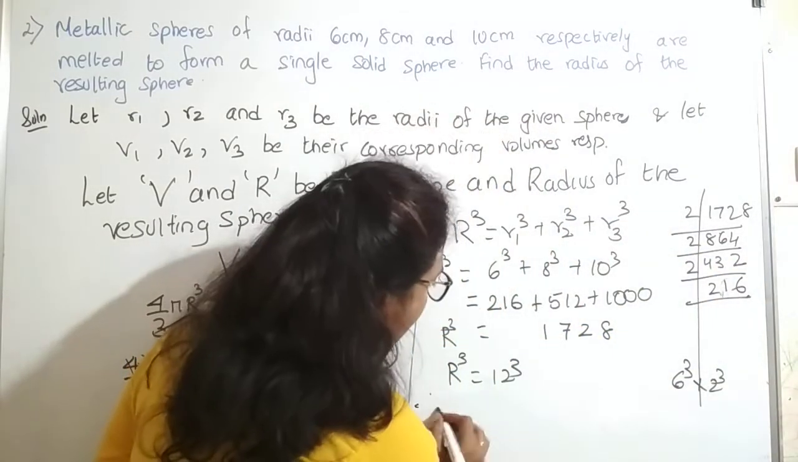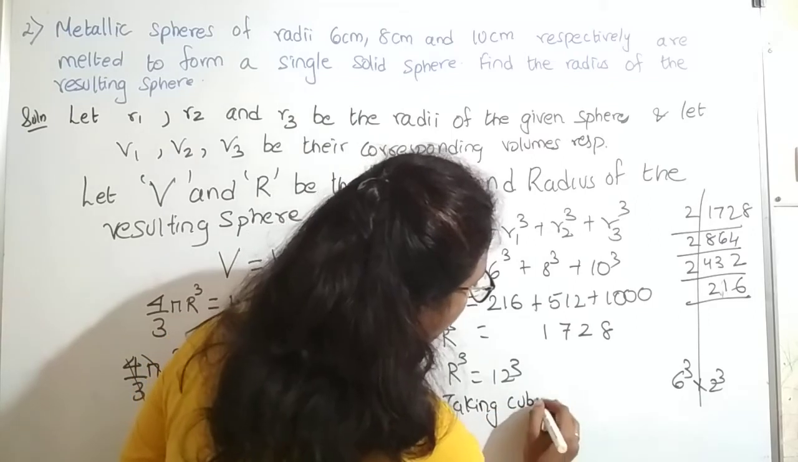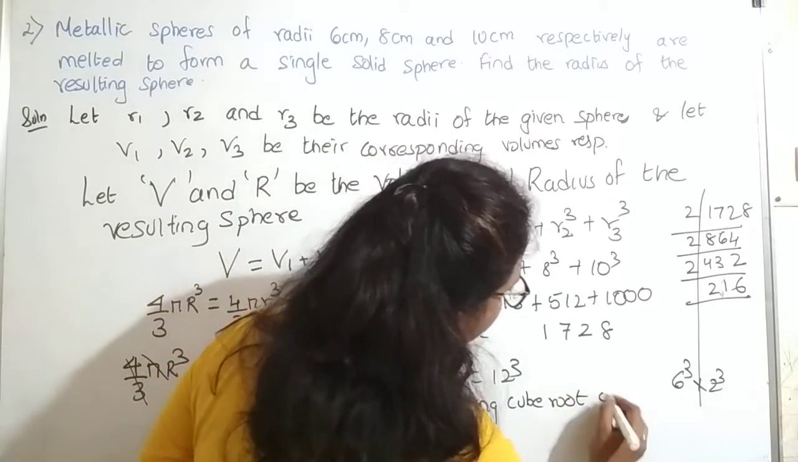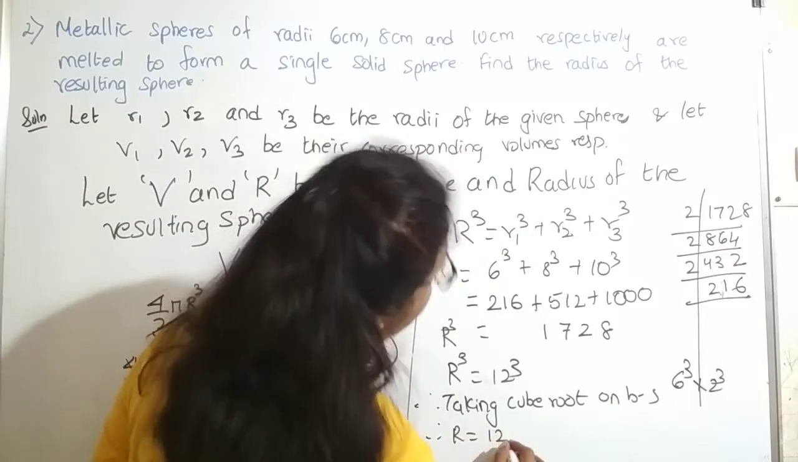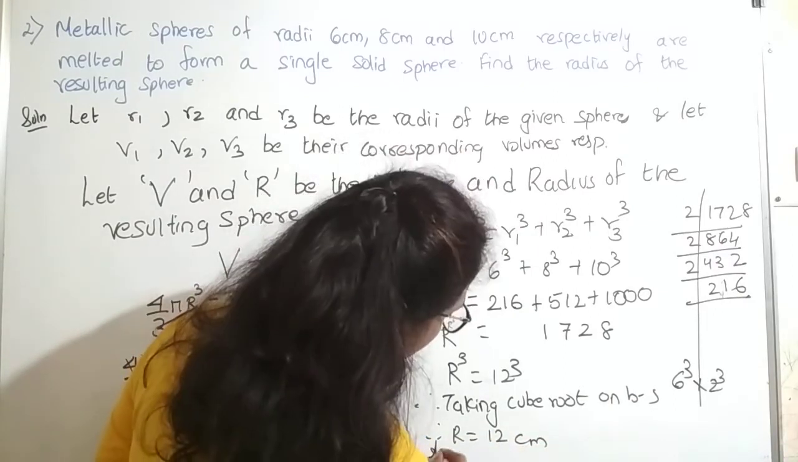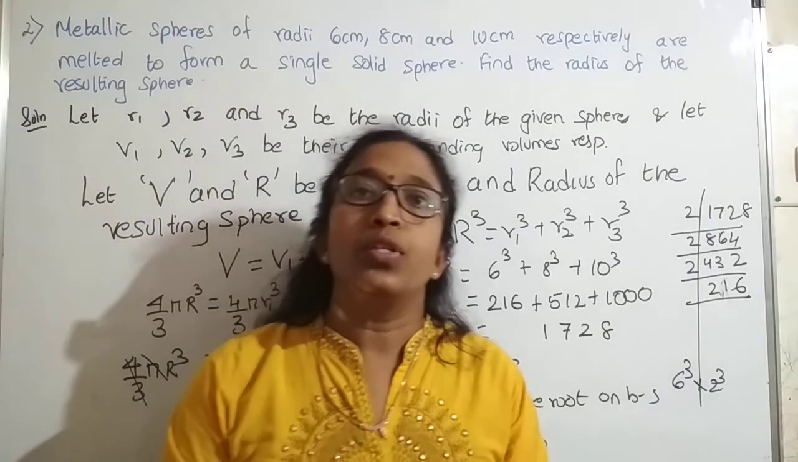Now to find R, just take the cube root on both sides. Taking the cube root on both sides, what do you get here? Therefore R equals 12 centimeters. At the last, don't forget to write: therefore the radius of the resulting sphere equals 12 centimeters.